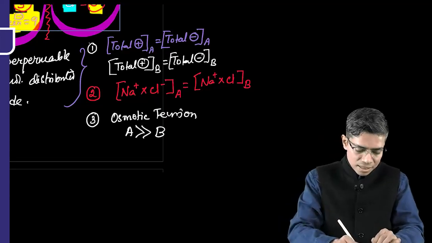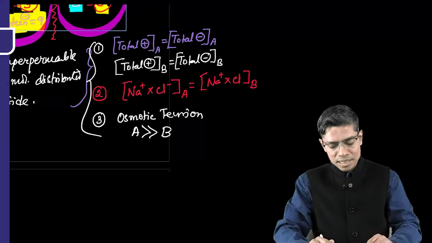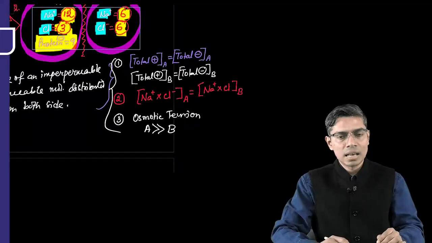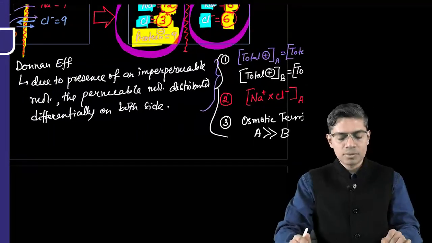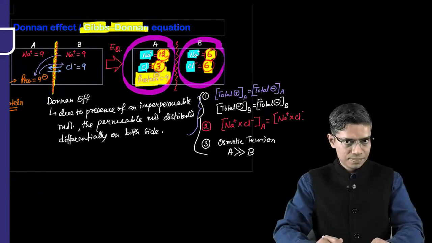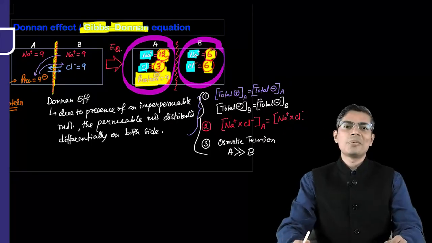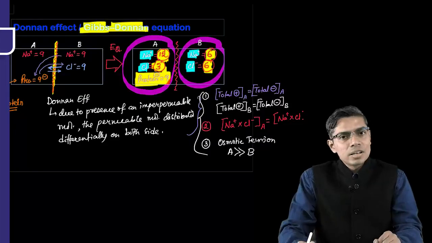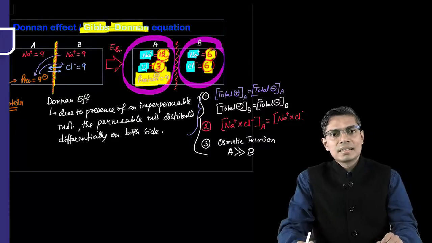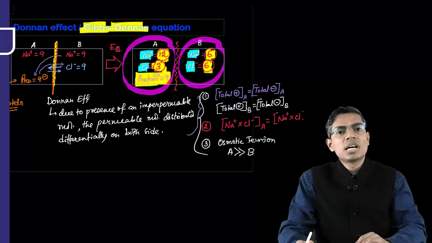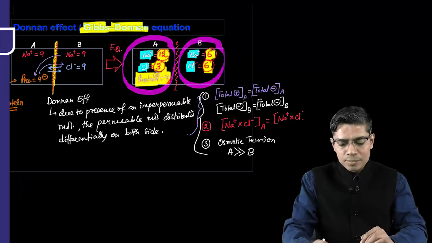So these three are the equations proposed by Gibbs and Donnan, and that's why this is known as the Gibbs-Donnan equation. And I told you the effect was first described by Donnan, and that is known as the Donnan effect. So now with the help of this Donnan effect, we can conclude that the inside of the cell and the outside of the cell both are electroneutral. What am I talking about?